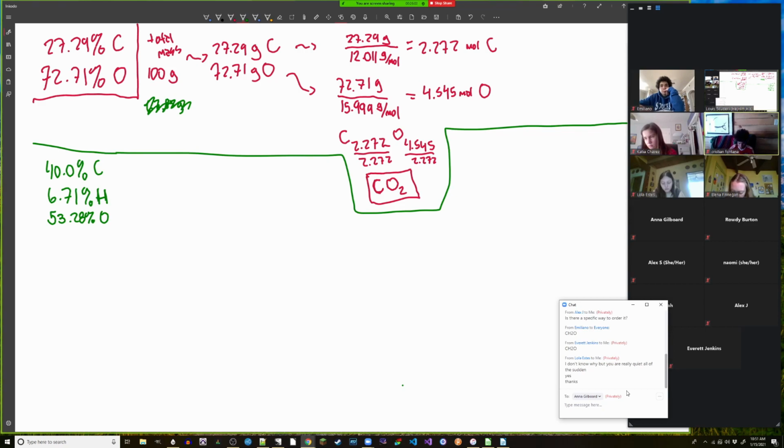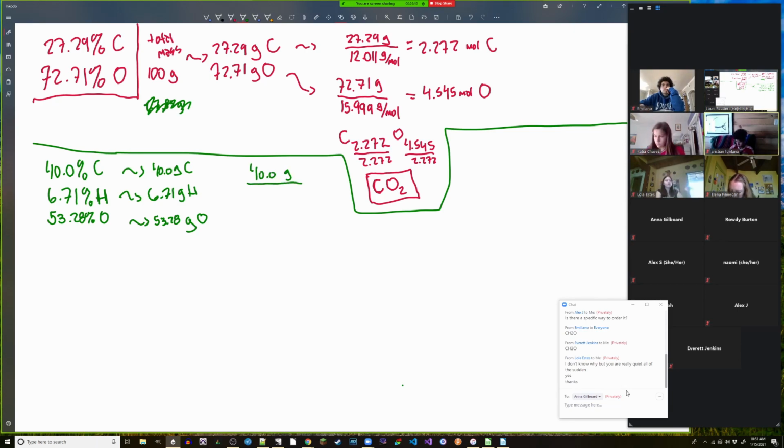So, just the same as we had up here. C, H, and O. We're going to assume that we have 100 grams total mass of our compound. So that means that we basically have 40.0 grams of carbon, 6.71 grams of hydrogen, and 53.28 grams of oxygen. And we can convert these to moles using the molar masses. We know carbon and oxygen already, and hydrogen is pretty easy to look up.